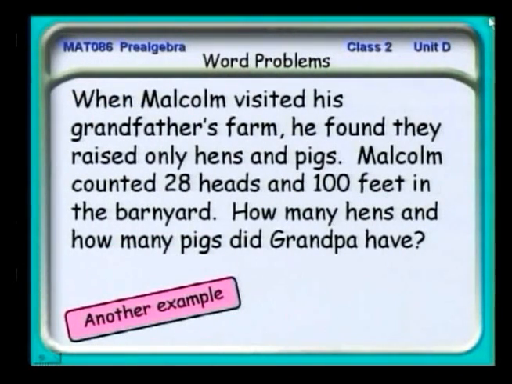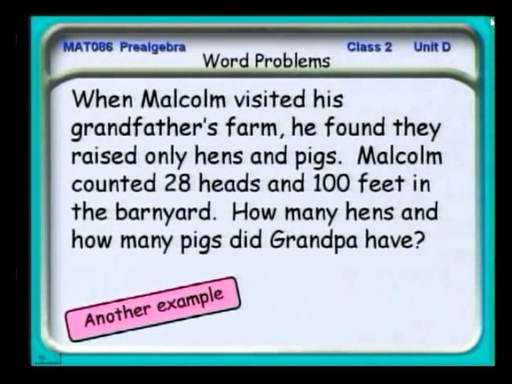I have one more problem for you, and it's a doozy. When Malcolm visited his grandfather's farm, he found they raised only hens and pigs. Malcolm counted 28 heads and 100 feet in the barnyard. How many hens and how many pigs did Grandpa have?